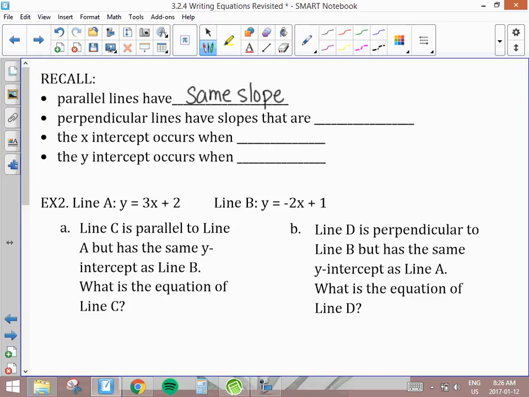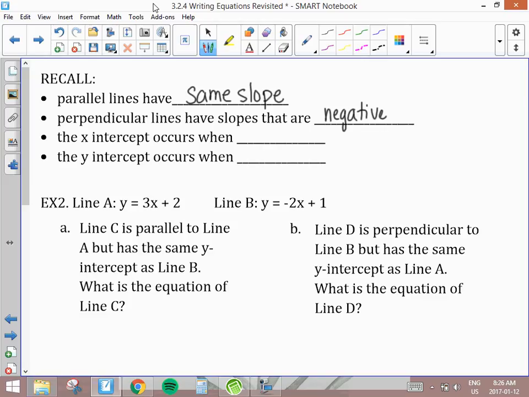Perpendicular lines don't have the same slope because they run the opposite way. If I have a pair of perpendicular lines, one of them is going to go up while the other one goes down. And that means that the slopes need to be negatives of each other. So if I give you a positive slope, the perpendicular slope would be negative. If I give you a negative slope, the perpendicular slope will be positive. They have to be different signs.